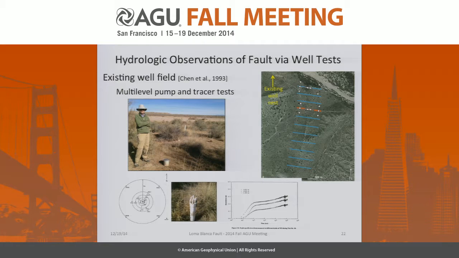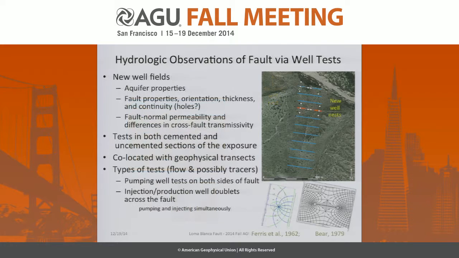So we have a lot of characterization information. Here's some semi-log plots of drawdown and some piezometers located at the same point at different depths to illustrate the kind of information that's available now. But what we want to do is go out and do the same kind of thing, but immediately adjacent to the fault, looking at aquifer properties, fault properties, orientation, thickness, and continuity, fault normal permeability, and groundwater flow, testing both cemented and uncemented zones, and a variety of tests.